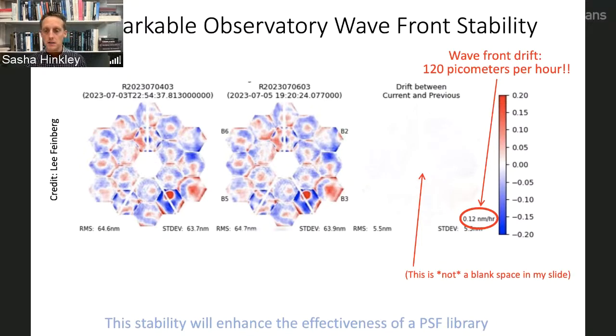And Lee listed in his slide, and I want to make sure people didn't miss this, that there was a wavefront drift of 120 picometers per hour. So JWST is incredibly stable. The wavefront is incredibly stable, meaning that the observations are highly repeatable from the science observation to the reference observation. And this means that we can use a library of reference images throughout its lifetime. So this stability is really something to look forward to.